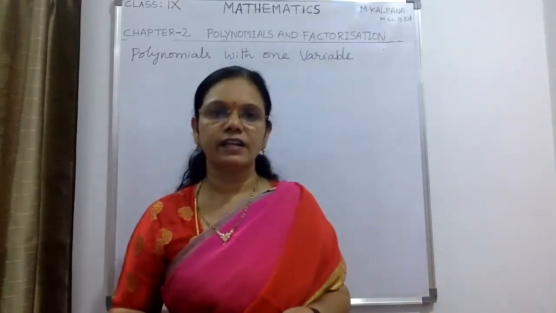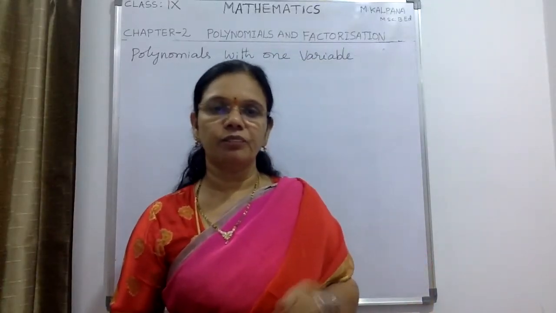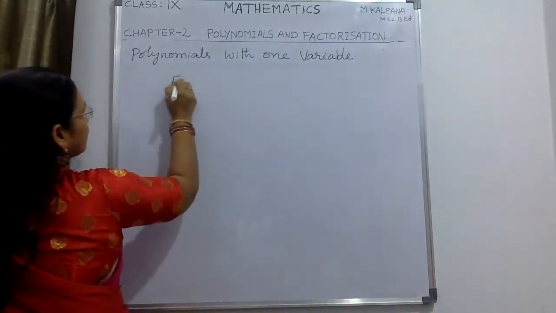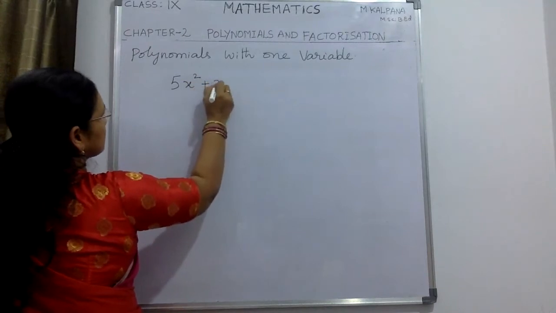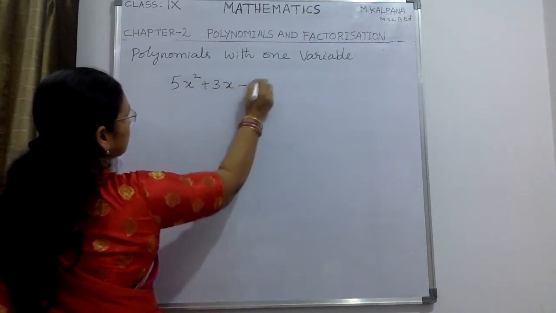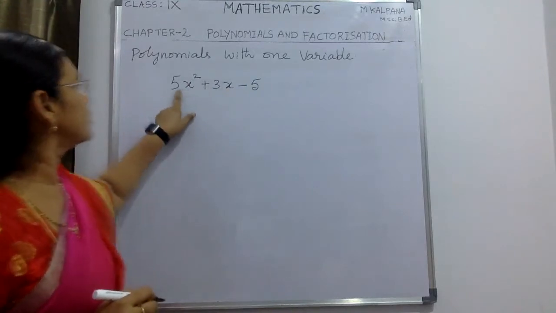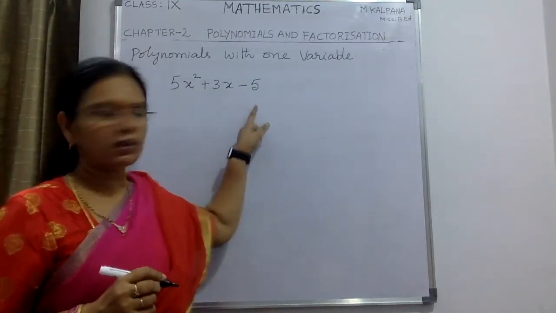Okay, children, let us write polynomials with one variable. Okay, tell me. 5x square plus 3x minus 5. Here if you observe, there is only one variable throughout the expression.